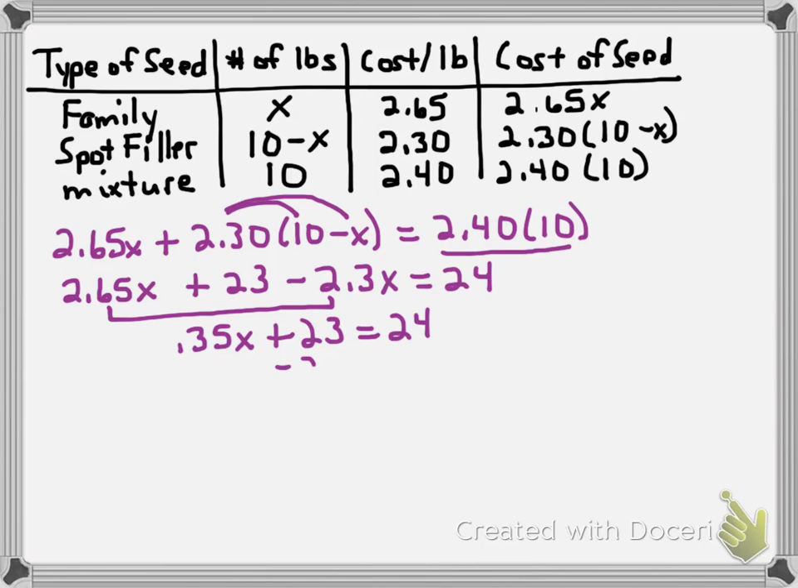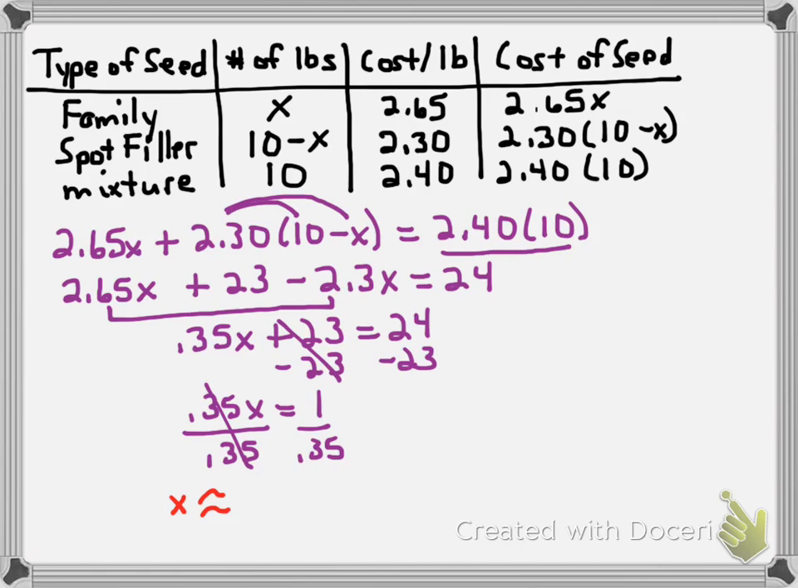We can subtract 23 on both sides. So 0.35x is equal to 1. Divide both sides by 0.35, and this is not going to work out evenly. X is approximately equal to 2.9 when you round to the nearest tenth.